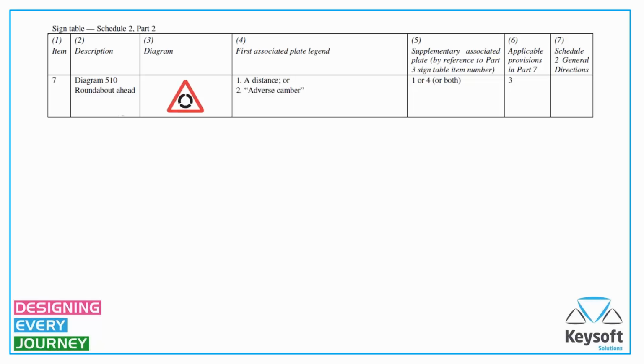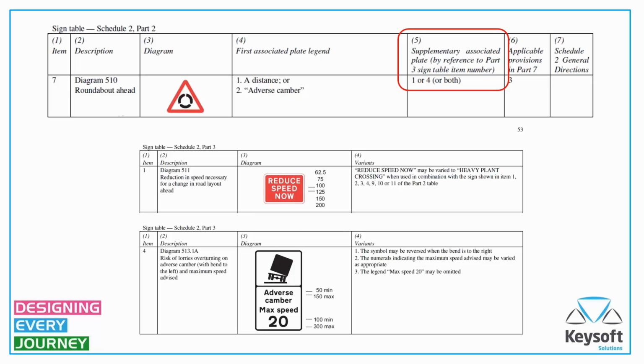So let's have a little bit of another example here. So we've got the diagram 510 roundabout head sign. And as you see in column 4, we've got the distance, or it could be the supplementary plate has the legend adverse camber on there. So what I wanted to focus on for this was the supplementary associated plate. Again, it's referencing Part 3. We're looking at an extract from Schedule 2, Part 2. You can see that at the top left. And the signs 1 or 4, or indeed both, would be permitted with this roundabout head sign.